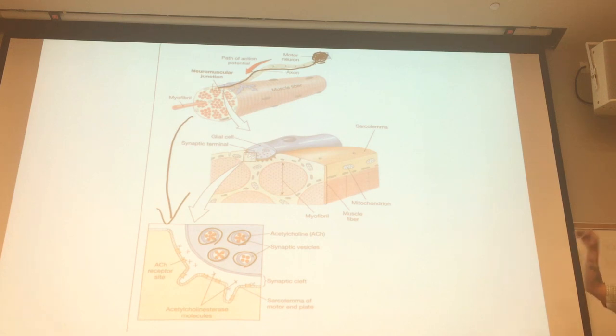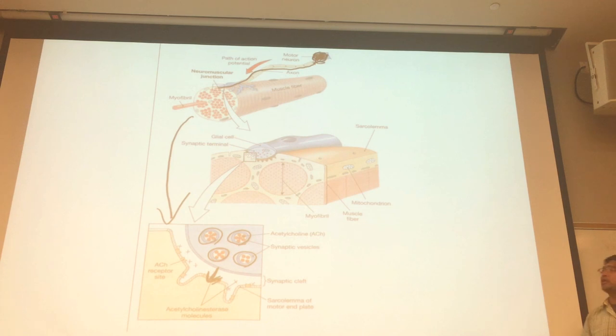Your action potential comes down, goes all the way down the axon to the telodendria. You now have an influx of calcium, which causes the synaptic vesicles to bind to the plasma membrane. You release the acetylcholine into the neuromuscular junction. It crosses the neuromuscular junction and binds to its receptor on the muscle plasma membrane.